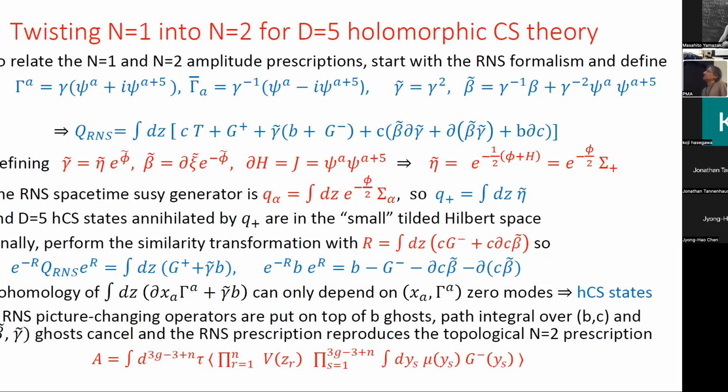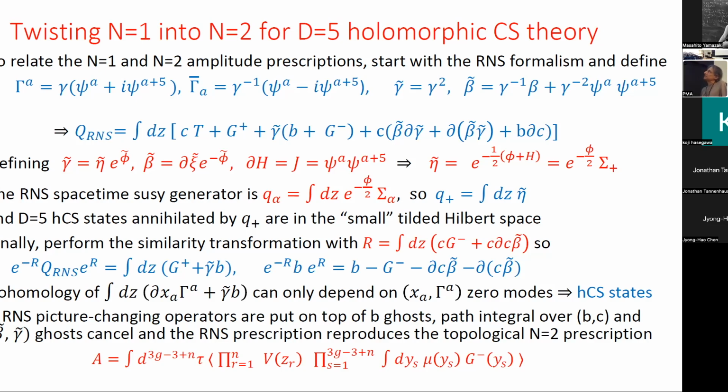So this Q plus condition, that Q plus annihilates the D equals 5 holomorphic Chern-Simons states, can now be understood as a requirement that these holomorphic Chern-Simons states have to be in what's called the small Hilbert space. They have to be annihilated not just by eta, but also by eta tilde. So that's the way you define this subsector of the superstring.